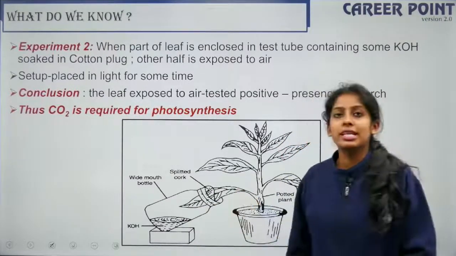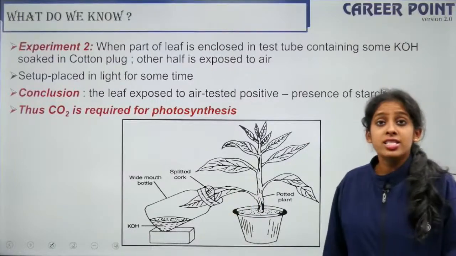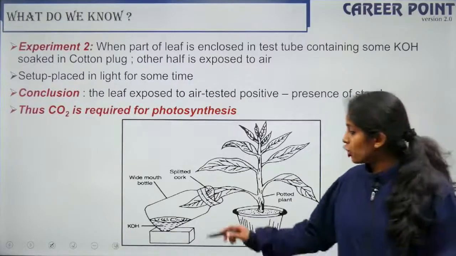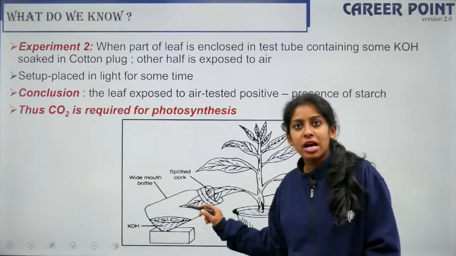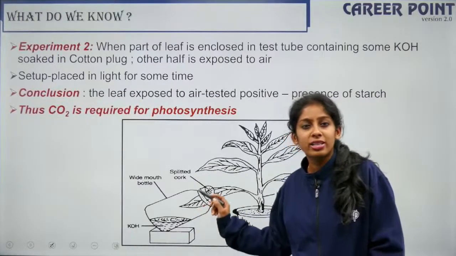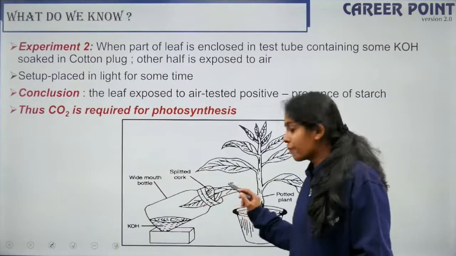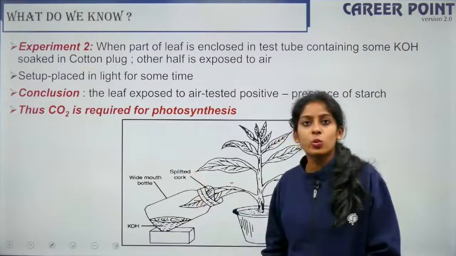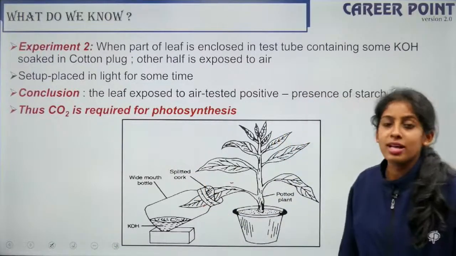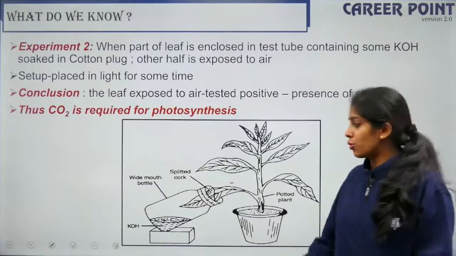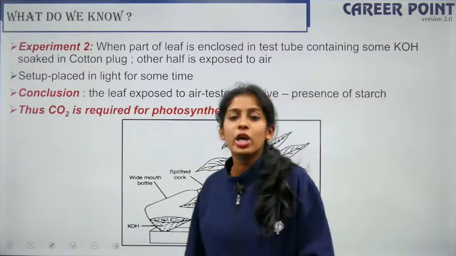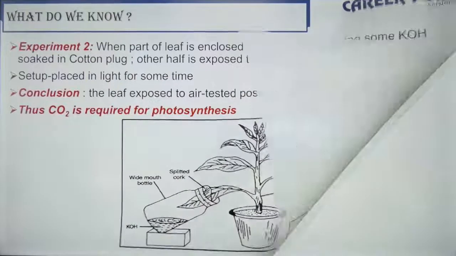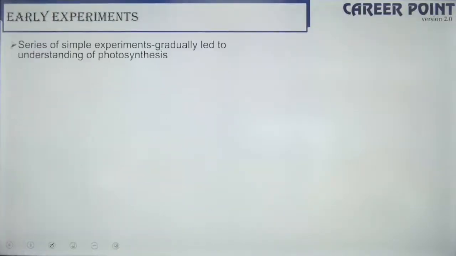Then I take this leaf and test for the presence of starch. Surprisingly, it does not test positive for the presence of starch. Though sunlight falls on this leaf, carbon dioxide is not able to enter this leaf. It is blocked here because I have corked the bottle. Sunlight falls, but without carbon dioxide, again plants cannot photosynthesize. So carbon dioxide is also equally important for the process of photosynthesis. Alright, yes, so these are two simple experiments.